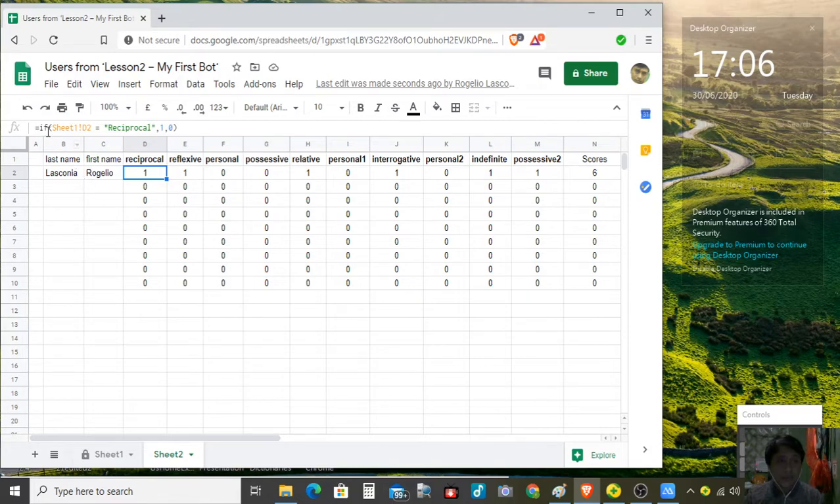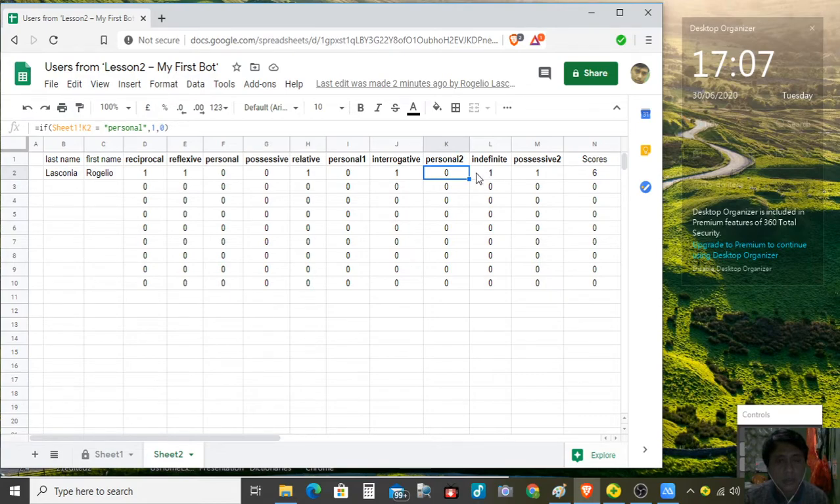So we have IF functions. In the IF function, if the answer is reciprocal, then 1 point, if not, 0. Another one, if the answer is reflexive, 1 point, if not, 0. Here, this answer is not personal, so 0. Then possessive, relative, then personal, then interrogative, the answer is interrogative, 1 point. Here the answer is personal, so 0.